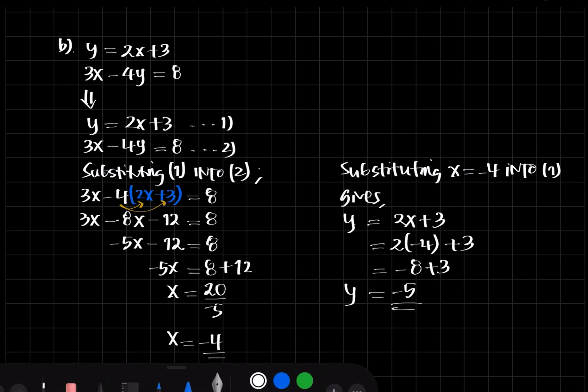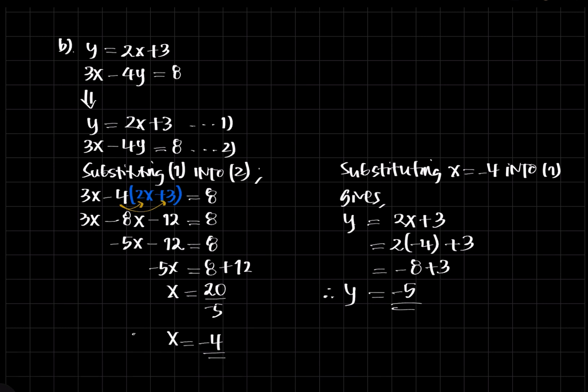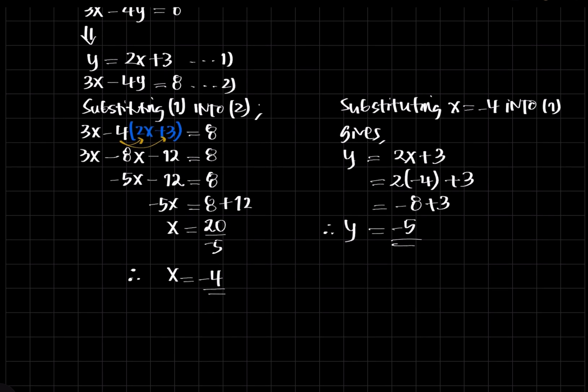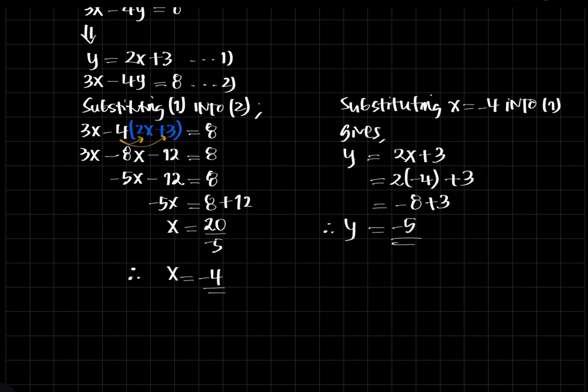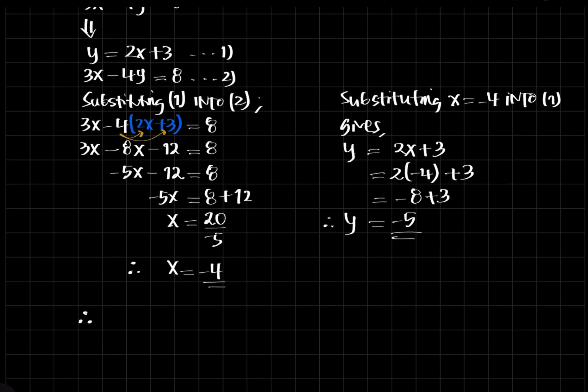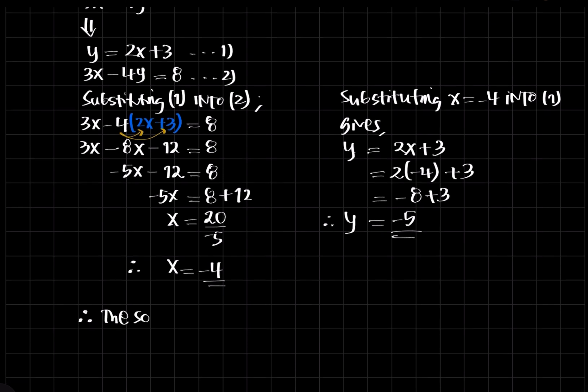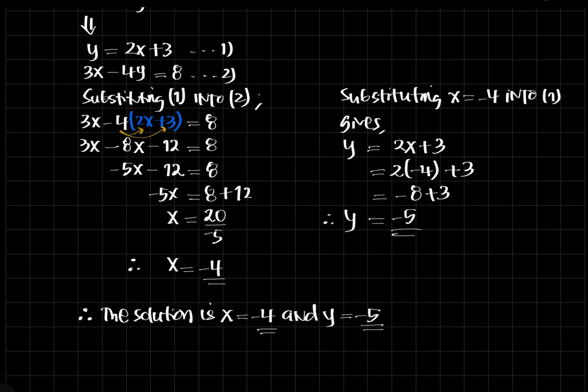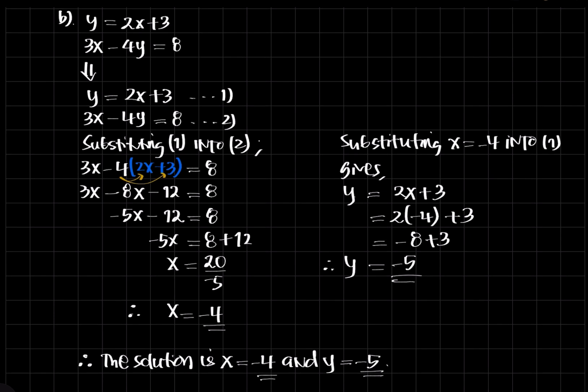And also that is x equals negative 4. So the final answer for the second question is: the solution is x equals negative 4 and y equals negative 5. Okay, that's for substitution. Now we move to part B.